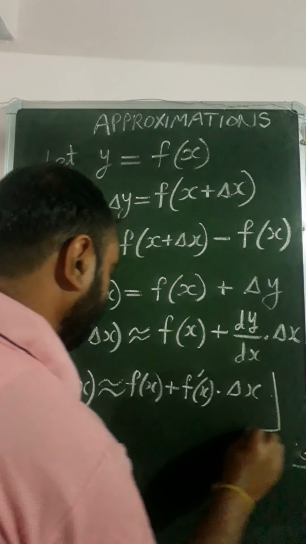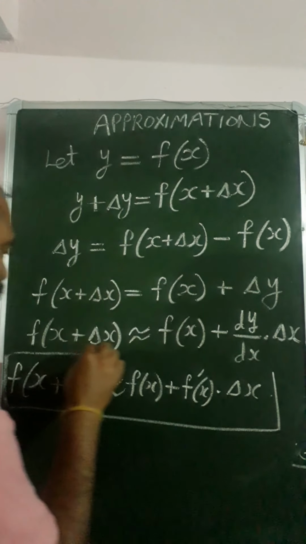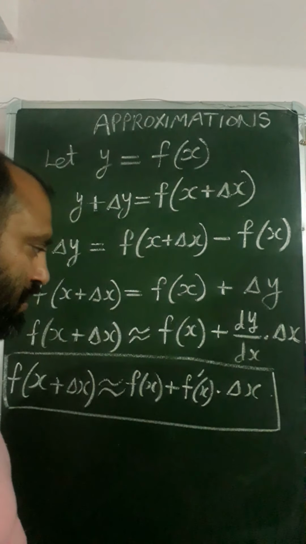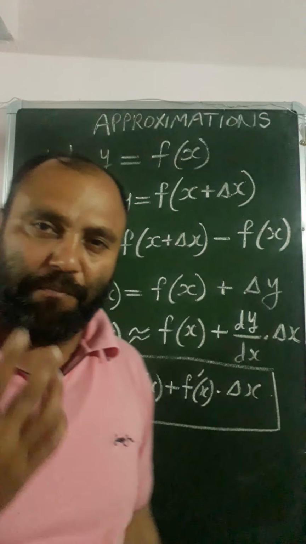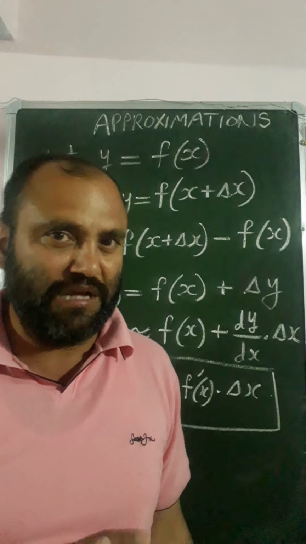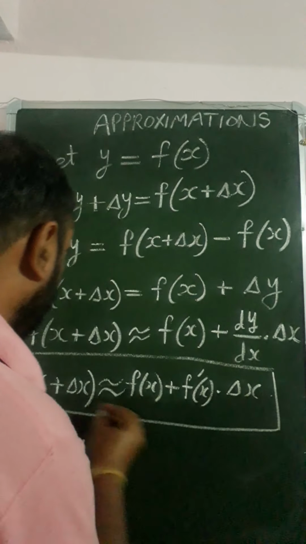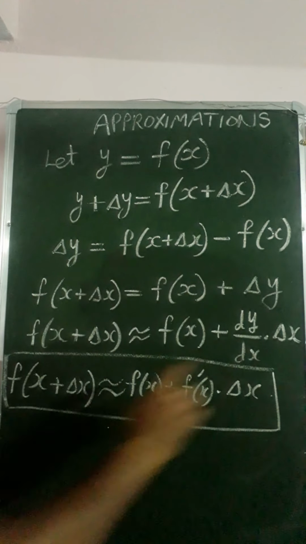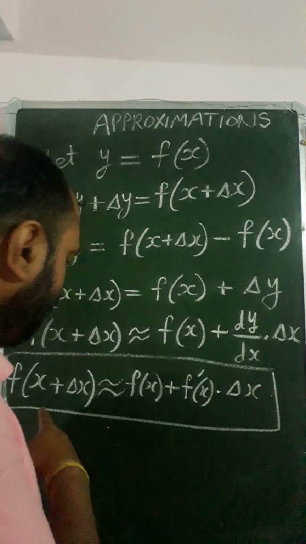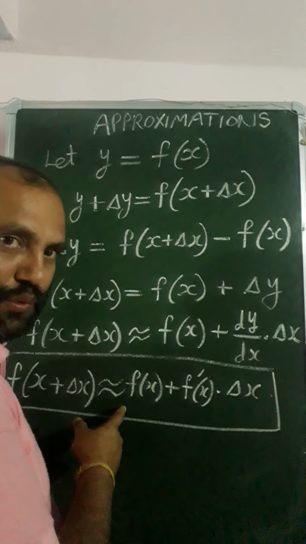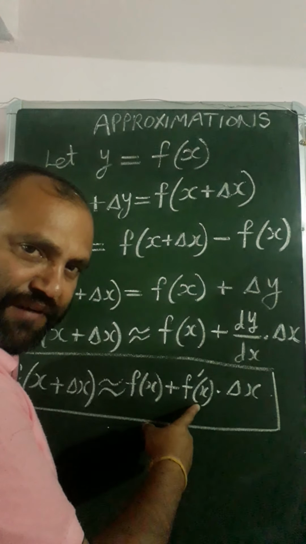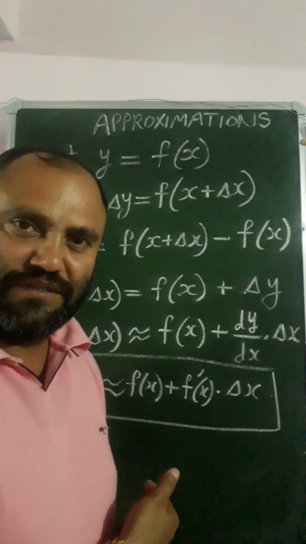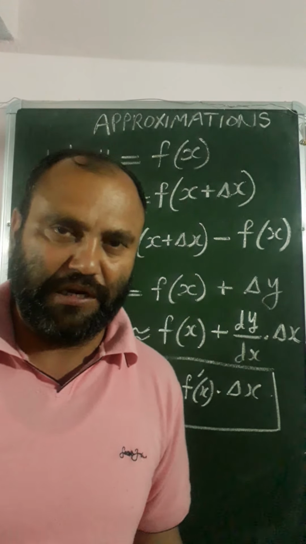So this is the formula which we will use to solve questions of approximation, that is, how to find the approximate value of any function f x. You should remember this formula: f of x plus delta x is equivalent to f x plus f dash x into delta x. Always remember this formula. On the basis of this formula we can solve the questions.